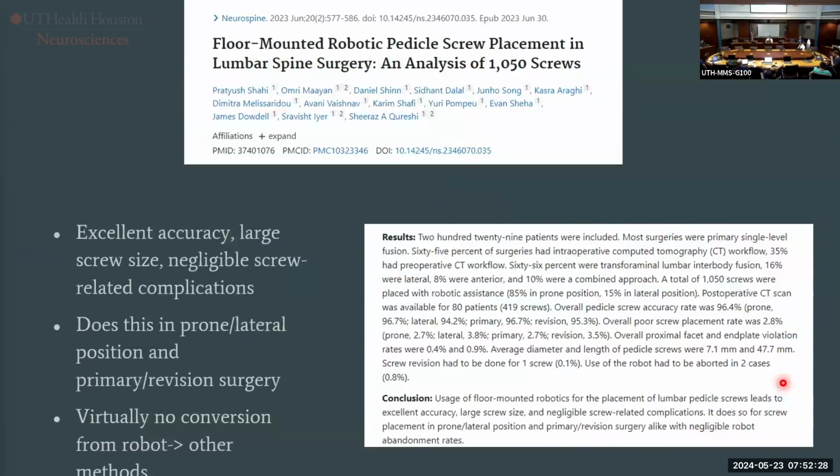This is another one by the same group at HHS where they were looking at screw accuracy, not only in very nice, shiny primary surgical cases, but revision cases, and then cases that were done both in the prone position and in the lateral position. And so for all 4 of those groups, they had accuracy of 94% or better in pedicle screw placement, very little robot abandonment. So basically showing you that this is a very reliable system putting in hardware, navigating in hardware, no matter how difficult the case is or the patient.